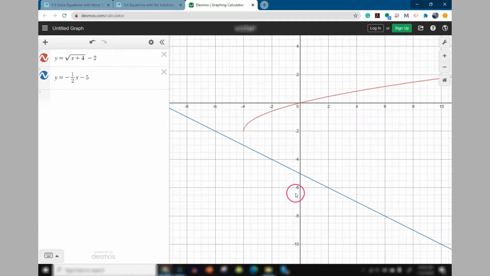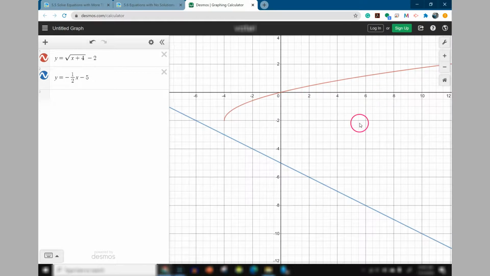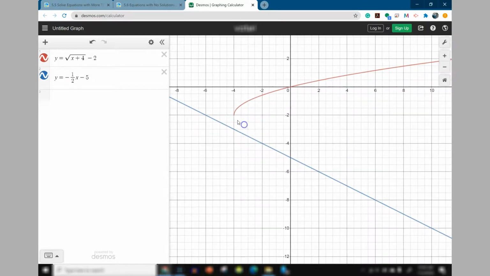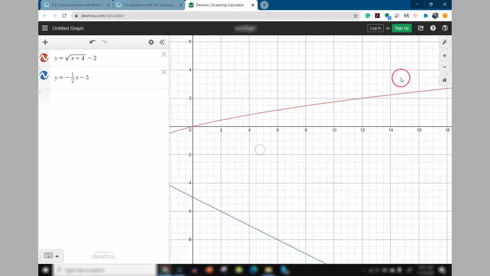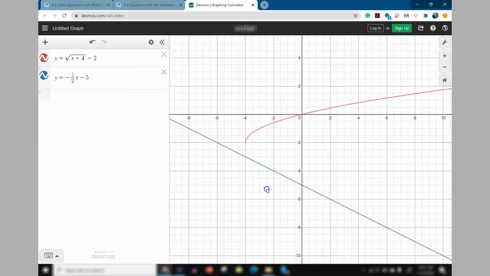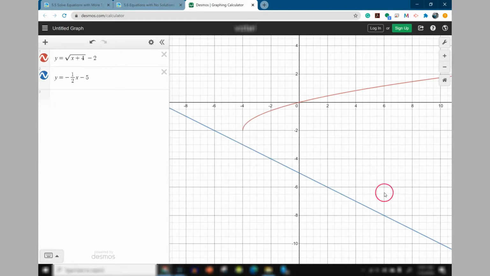Do these two graphs overlap anywhere? And clearly, these two graphs do not overlap. This square root graph expression starts at this point, negative 4, negative 2, and continues to trend upward. And this line here is a straight line downward, and so these two lines will never cross.